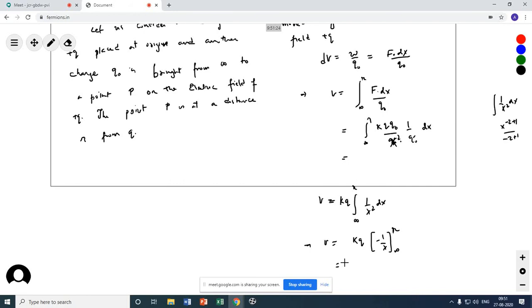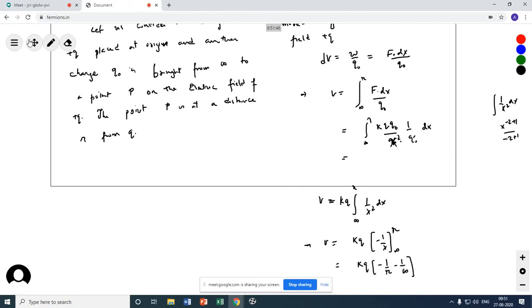So then I can write this as kq, then minus 1 by, wait a minute, here one thing is there, you see this minus is coming. How come this minus is coming? I'm going to explain that to you. For right now, let us do it by minus only. 1 by r, then minus 1 by infinity.